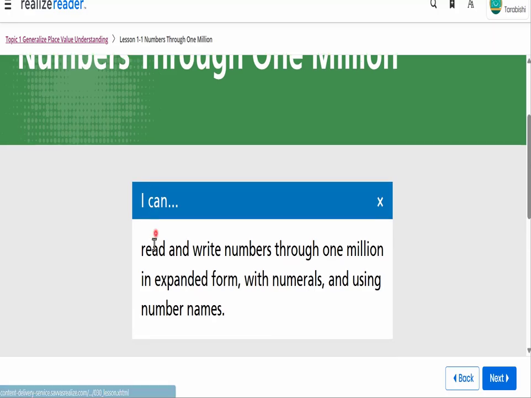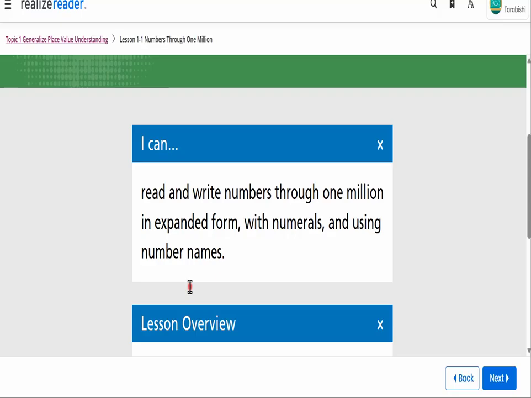So in this lesson, the goal is that you're going to be reading and writing numbers 1 through 1 million in expanded form with numerals and using number names. Now, in third grade, you should have already covered something like this, where we talked about how there are different ways to write the same number, expanded form, standard, and of course, using your number names. And now we're going to see how we can apply that for our new lesson.